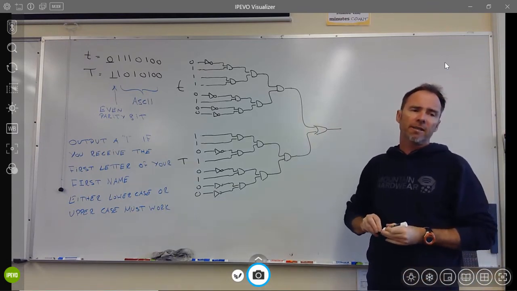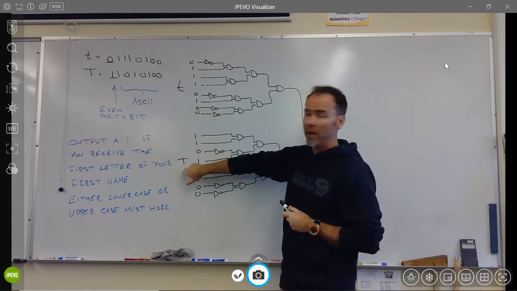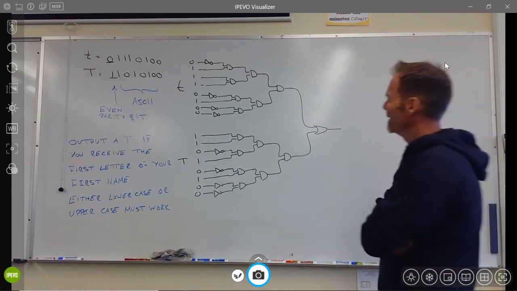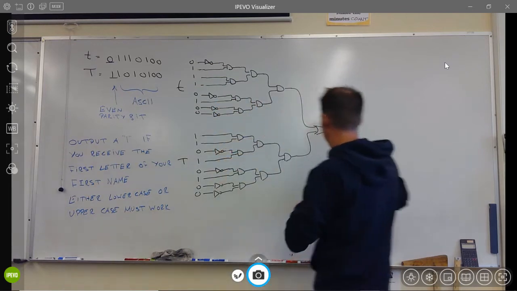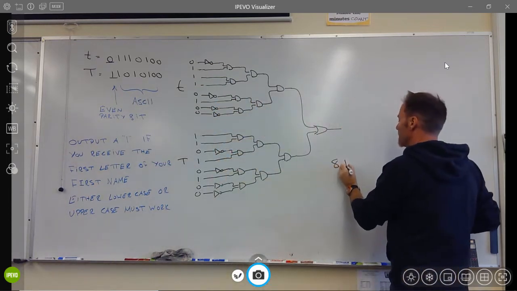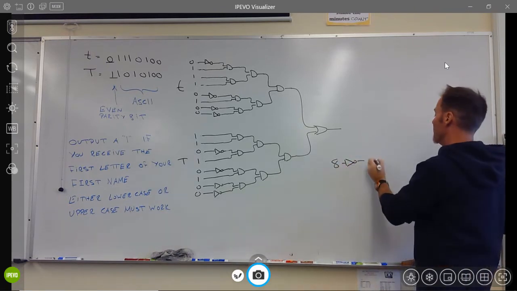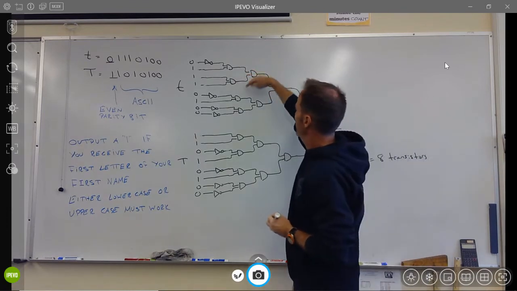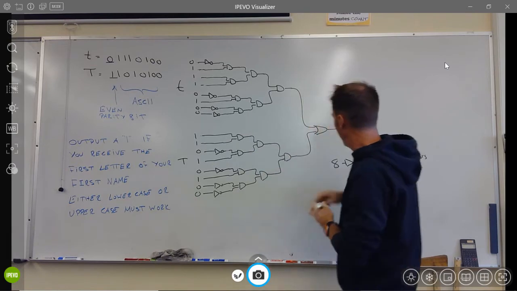This is the circuit that's going to give me a 1 if I receive a lowercase t or an uppercase T. So how many transistors? I have 1, 2, 3, 4, 5, 6, 7, 8 NOT gates. Each of them is, remember, 1 transistor, so 8 transistors. Then I have 1, 2, 3, 4, 5, 6, 7, 8, 9, 10, 11, 12, 13, 14 AND gates.